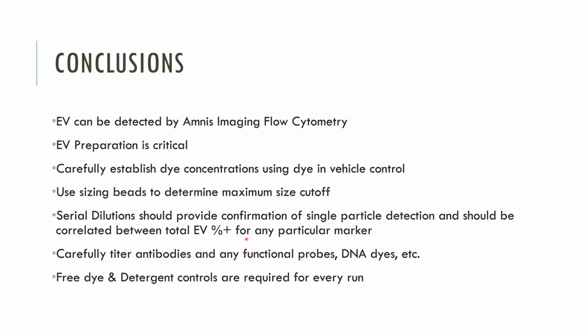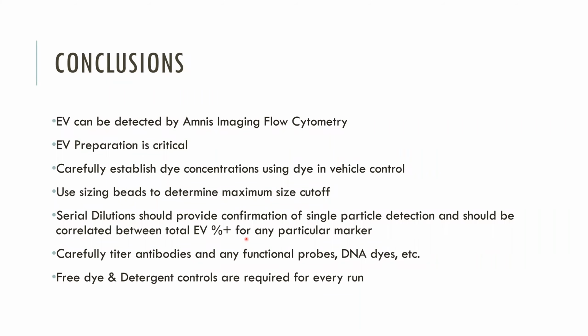Those serial dilutions are critical to provide confirmation that you're looking at particles that dilute out, not aggregates of particles or coincidence events. And they should correlate with the EV percentage. If you're staining for a marker, that should also dilute out consistently. You want to carefully titer all your antibodies and any functional probes that you happen to be using, including DNA dyes or RNA dyes, that kind of thing.